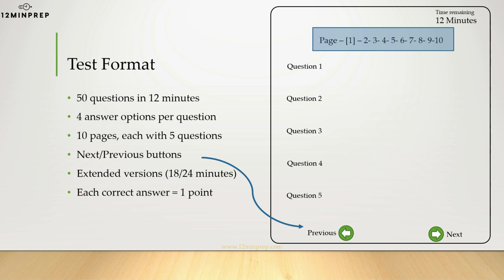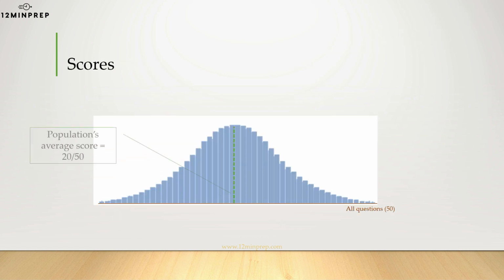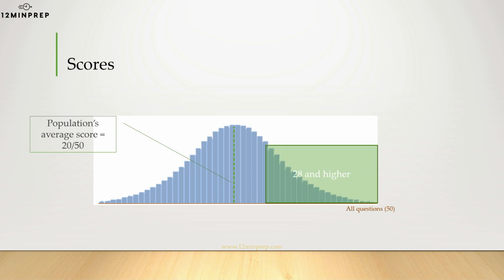Each correct answer is worth a single point, and there is no negative scoring for incorrect answers. The population's average amount of correct answers is 20. Less than 1% of the population can answer all 50 questions correctly. Each job requires a different score, but my experience shows that the most competitive, sought-after jobs, and also senior jobs, usually require a score of at least 28 and could be even higher, towards 32 or 34.